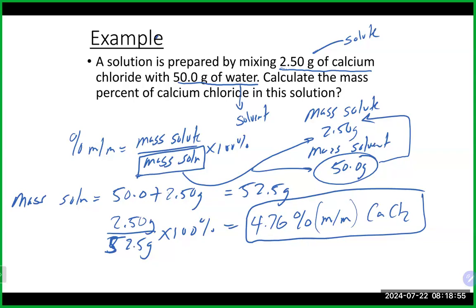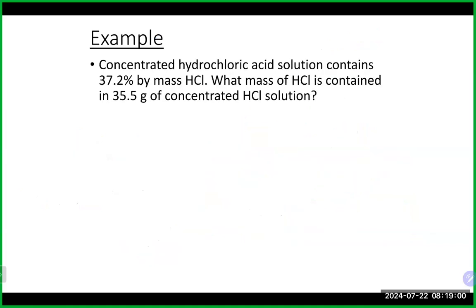All right, so let's try another one here that we have. Concentrated hydrochloric acid solution contains 37.2% by mass hydrochloric acid. What is the mass of hydrochloric acid that's in 35.5 grams of the solution? Okay, so once again, we are dealing with percent mass to mass here, which is our mass of our solute divided by, again, our mass of our solution and times 100%.